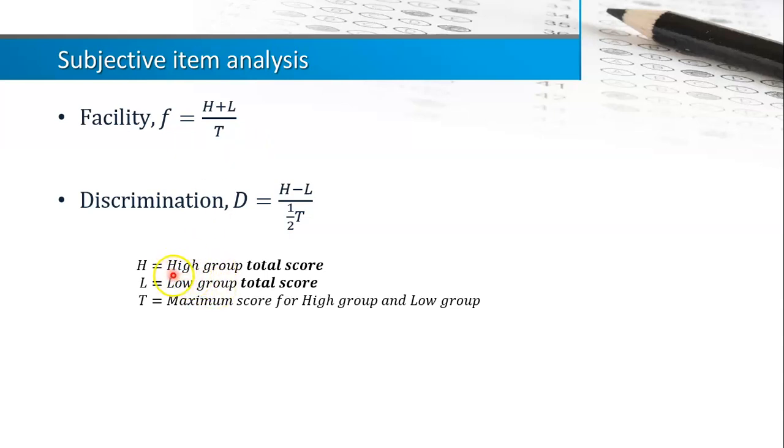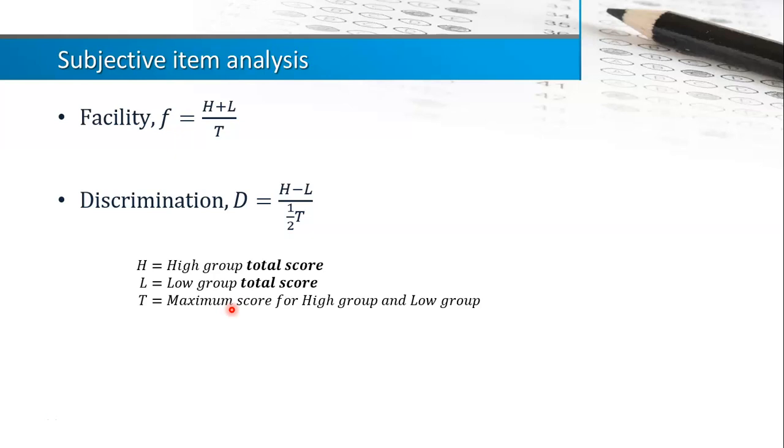H is the high group total score. It's actually similar to the objective one, but for objective we are looking at the number of candidates, while now we are not looking at the number of candidates because each candidate may have different marks. So you look at the high group total score, the score of the students in the high group. L represents the low group total score, while T is the maximum score of the higher group and lower group.